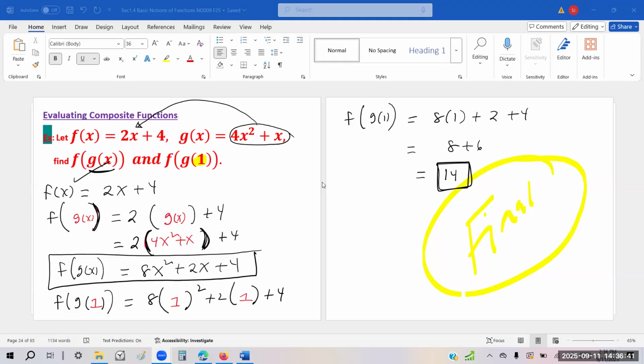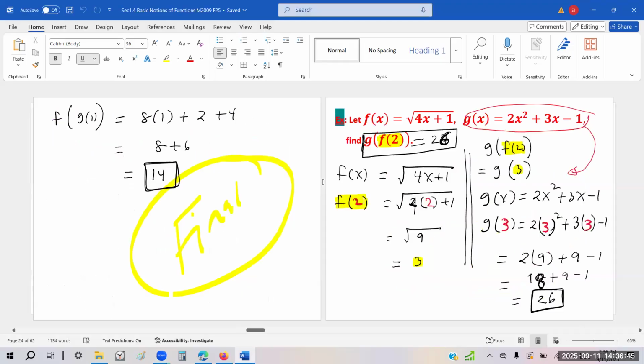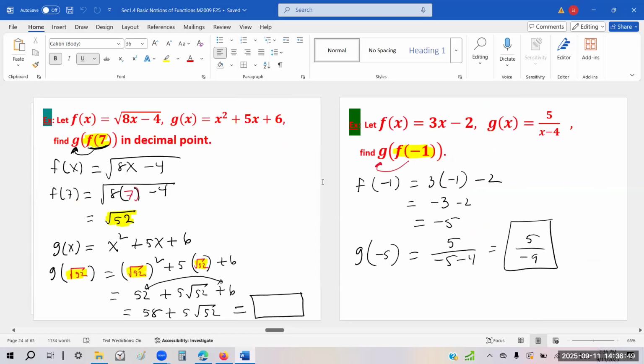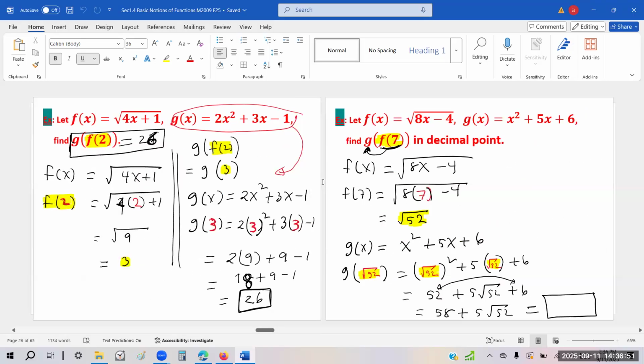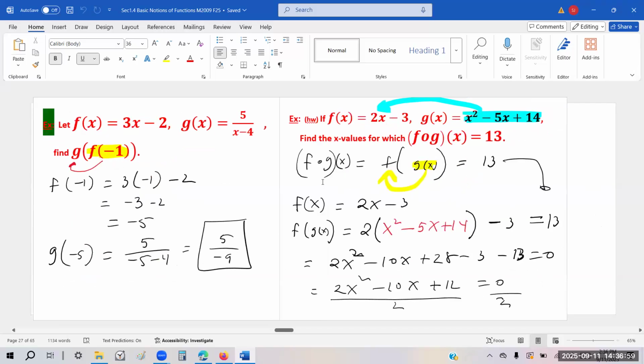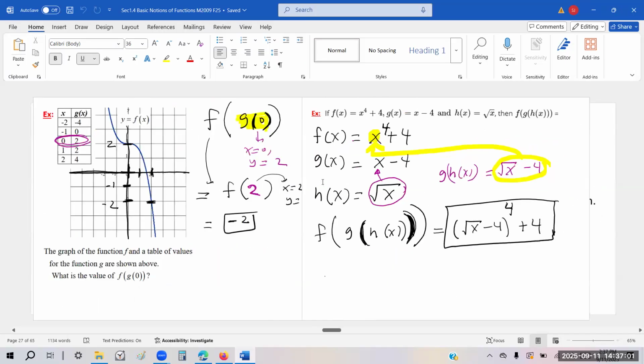Tomorrow you have a quiz. The quiz will be based on domain, I think. We are doing the domain today. The quiz will be on domain, section 1.4. Domain question. We started domain in our last class.